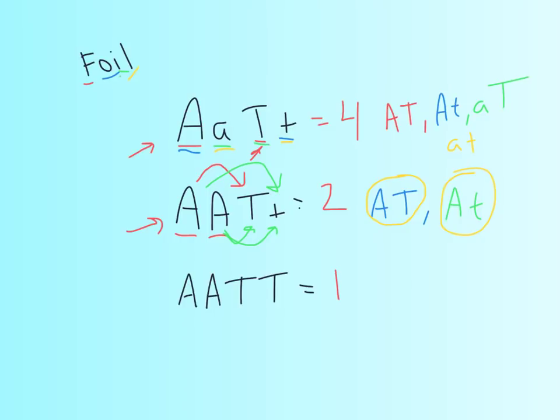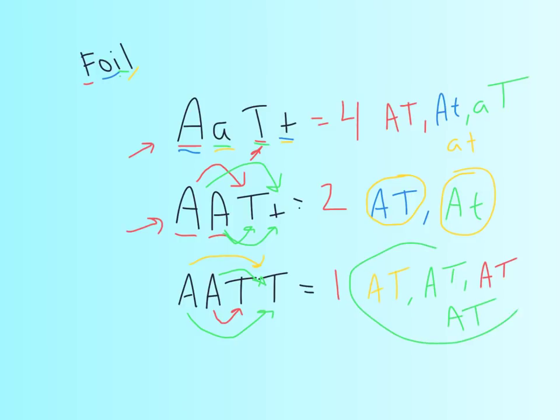Now sure, you can do FOIL and go, that's the first A, that's the first T, big A, big T. And you can go, O stands for outside, this guy's on the outside, that guy's on the outside, another big A, big T. If you like wasting time, you can do this, that's no big deal. I stands for inside, this guy's on the inside, that guy's on the inside. Hey, it's another big A, big T. And L stands for last. So this is the last A, that's the last T. And hey, guess what? It's another big A, big T. These are all the same. So there's only one possibility. It's big A, big T. There is no other possibilities.